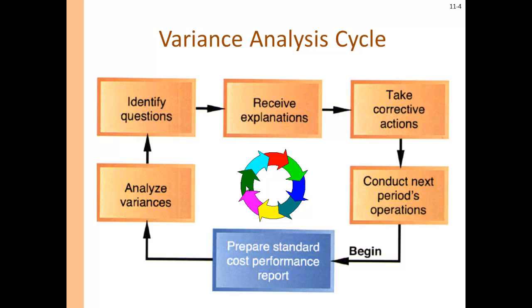So how a variance analysis cycle works: prepare standard cost performance report. Then you analyze the variance. You identify questions and you ask those, and then you receive explanations and take corrective action and conduct next period's operations, and then you begin again. So you're constantly going to do this variance cycle to see, are we on budget, are we on plan, are we where we think we should be, are we off, and why.